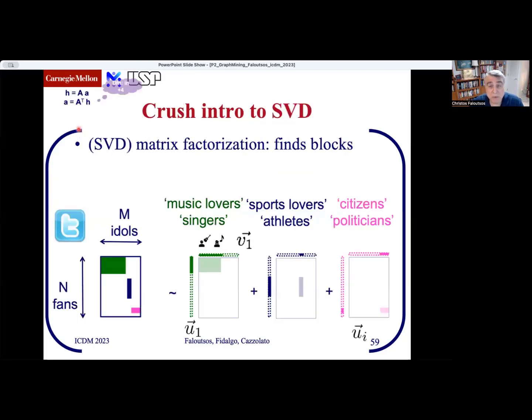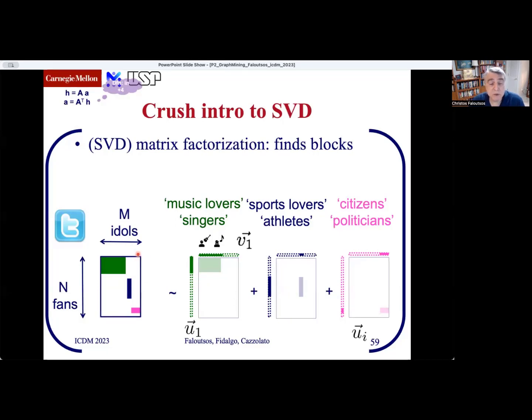The mental picture we want to have for singular value decomposition is the following. Suppose we have an adjacency matrix of who follows whom, say on Twitter, right? And suppose that there are three groups of people. The green group, people who like music, and the columns are famous musicians. The blue group, people who like sports, and the columns are famous athletes. And the same for pink, concerned citizens, and the columns are famous politicians.